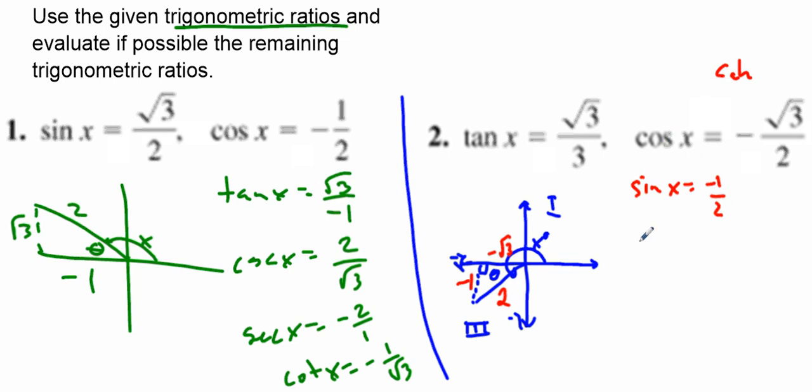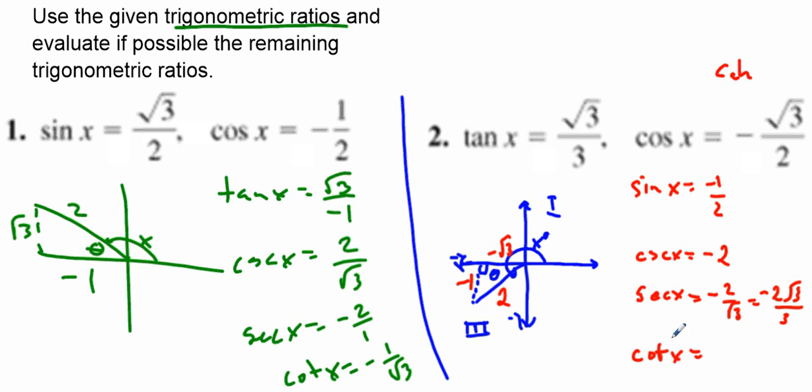We have cosine already, and we already have tangent. Cosecant of x is the reciprocal of sine, so it'll be negative 2. Secant of x is the reciprocal of cosine, so it'll be negative 2 over square root of 3, or negative 2 square root of 3 over 3. Cotangent of x is adjacent over opposite, so it's just square root of 3. And bada bing, bada boom, those are our answers.